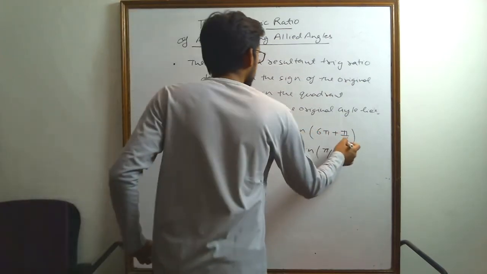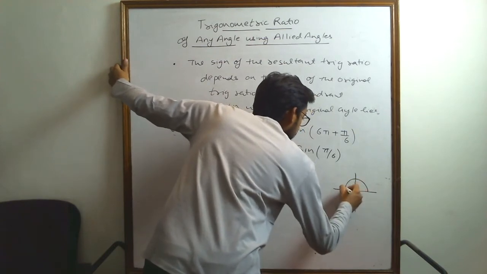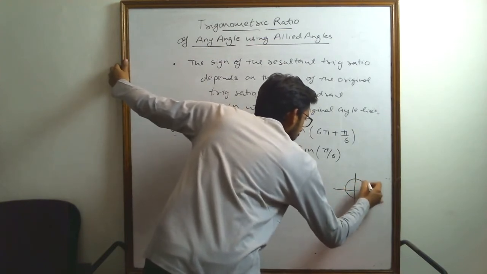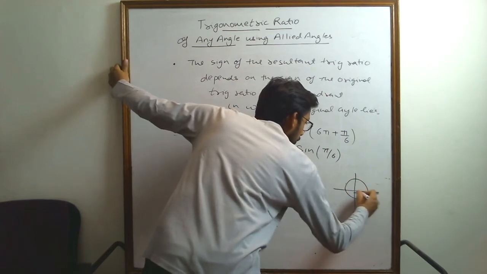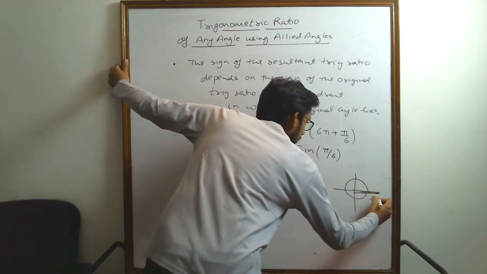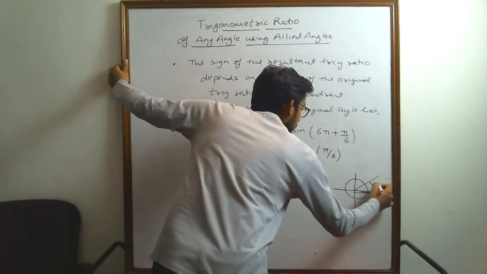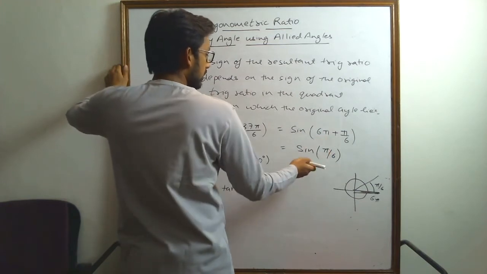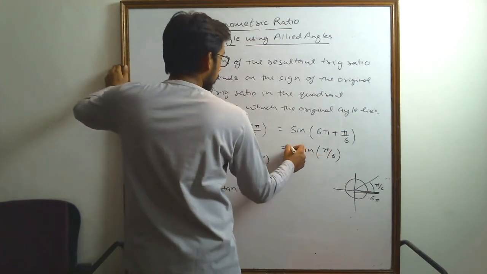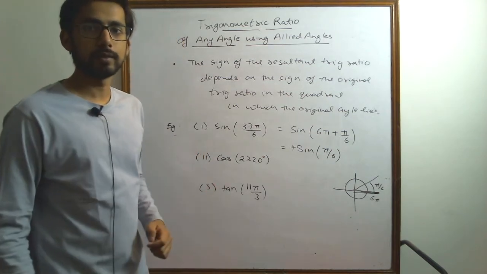So 6 pi plus pi by 6, let's look at it. This is pi, then 2 pi, 3 pi, 4 pi, 5 pi, 6 pi. 6 pi will be here on the positive x-axis. Plus pi by 6 means that we are in the first quadrant. So in the first quadrant, sine is positive. That means the resultant trigonometric ratio will also be positive. So we will write it as sine pi by 6.